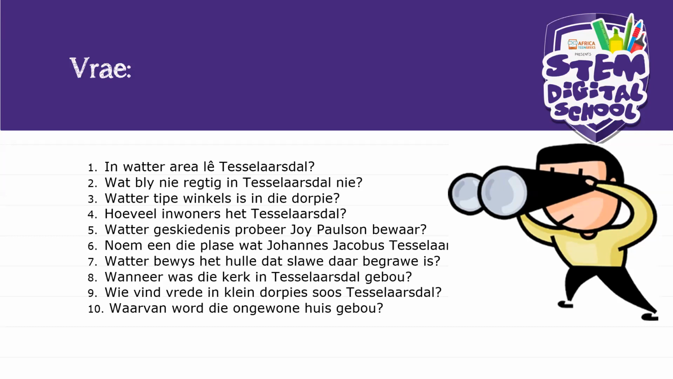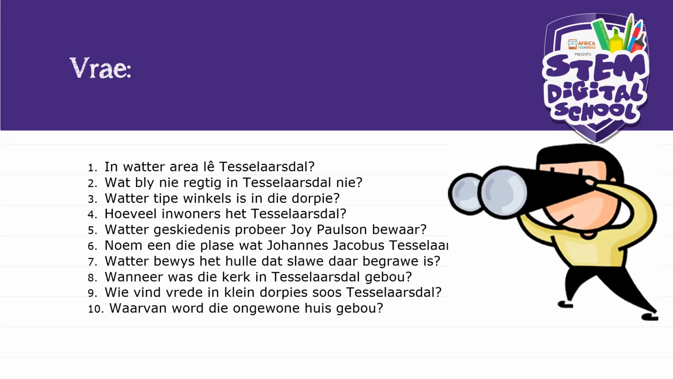Number 6, please name one of the farms that Johannes Jacobus Teslaar owned. So they named 2, name one of them. The farms that was owned by Johannes Jacobus Teslaar. Nummer 7, watter bewys het hulle dat slawe daar begrawe is? So what was the proof that there were slaves there before? Then, number 8, wanneer was die kerk gebou? When did they build the church and what year?